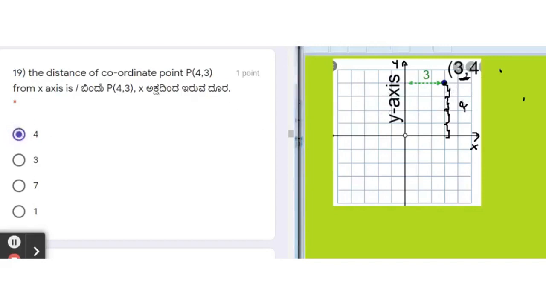But if the question asks the distance of the coordinate point P(4, 3) from the y-axis, so this is the y-axis, the distance will be 3 units. So simple, students, when they ask about the x-axis, you have to take the y coordinate. When the question is about the y-axis, you have to take the x coordinate.